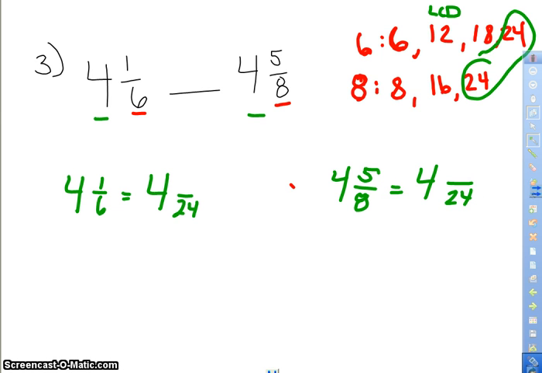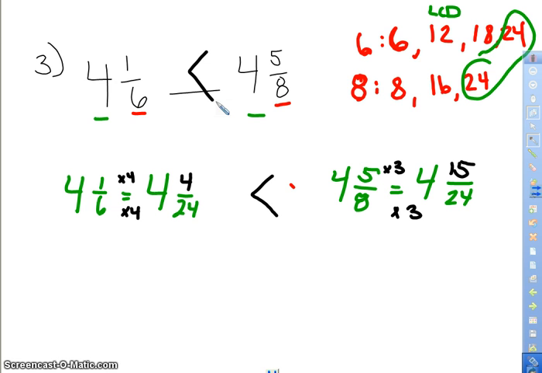Okay, so 6 times 4 is 24. 4 times 1 is 4. 8 times 3 is 24. 5 times 3 is 15. So I'm comparing the 4 and the 15. 4/24ths is going to be less than 15/24ths. So 4 and 1/6 is less than 4 and 5/8.